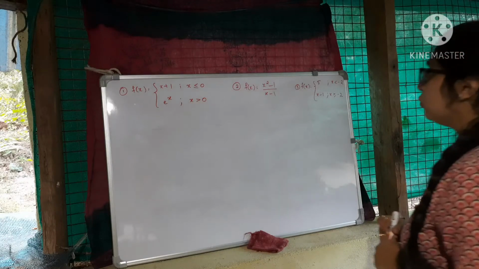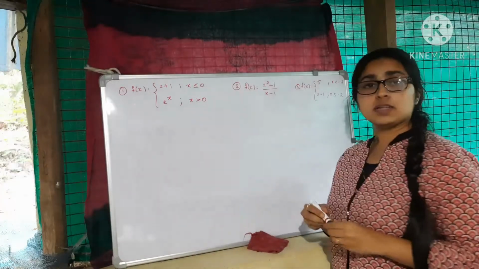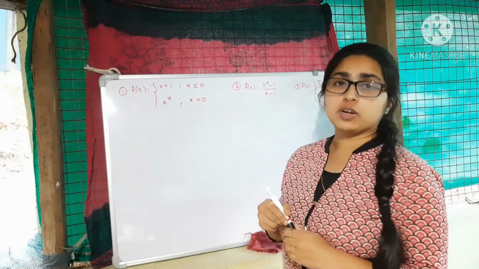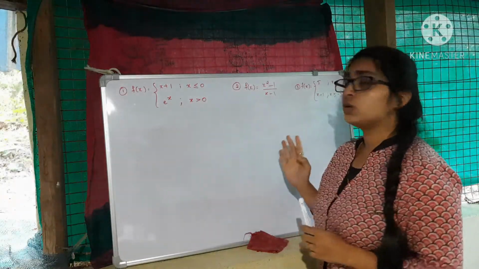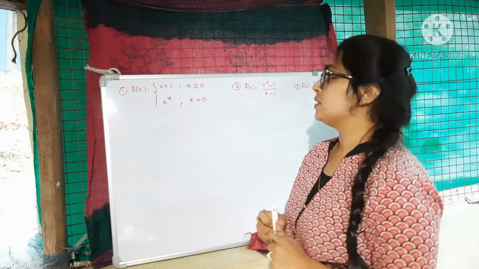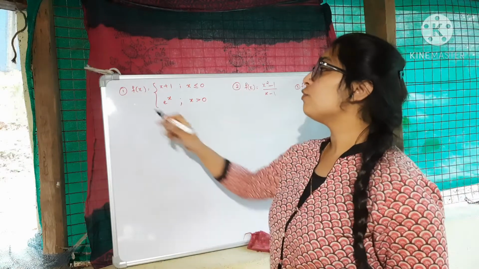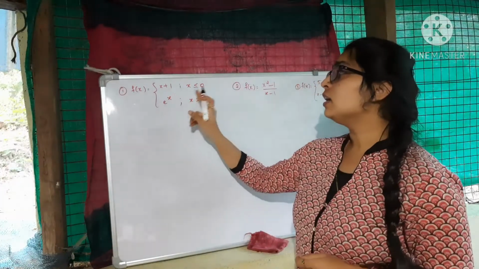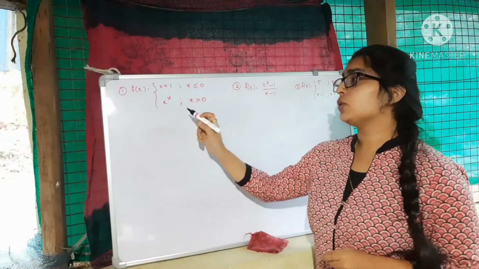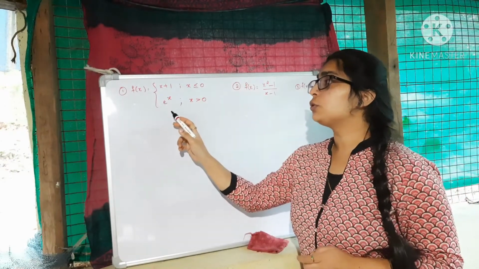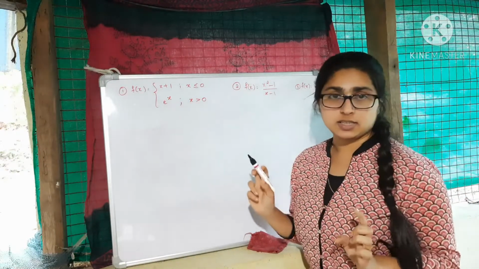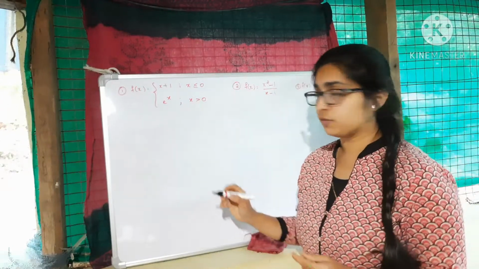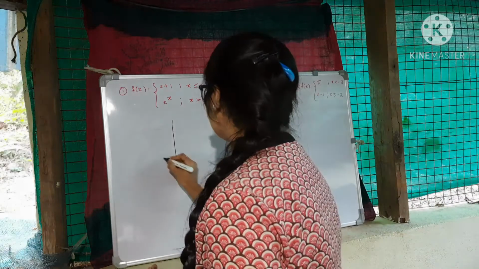So in this video, we will consider these three examples and find out if the function f of x is continuous or not in each of the problems. So first problem is f of x is equal to x plus 1 for x less than or equal to 0, and f of x is equal to e to the power of x for x greater than 0. So we will see it in terms of a graph.